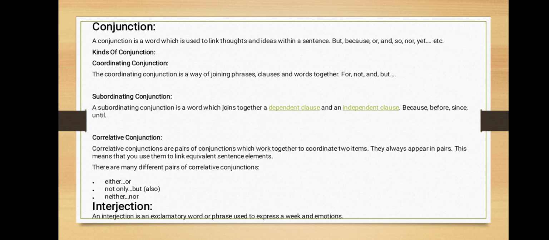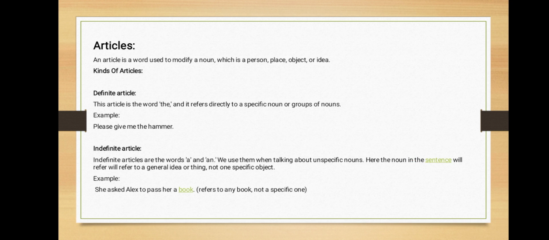Interjection. An interjection is an exclamatory word or phrase used to express a weak emotion. Just examples are alas or hey, haha, yeah, wow, whoa, well, etc. Now move forward to articles.